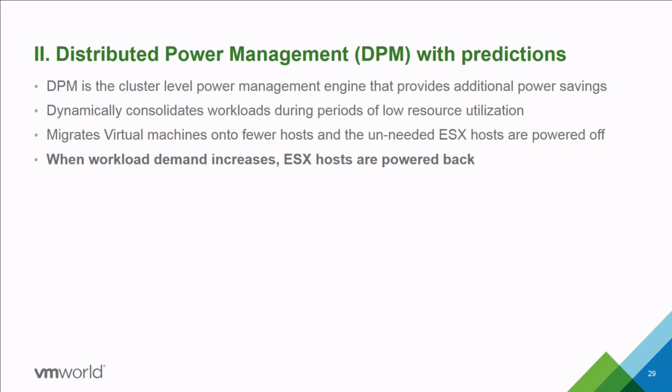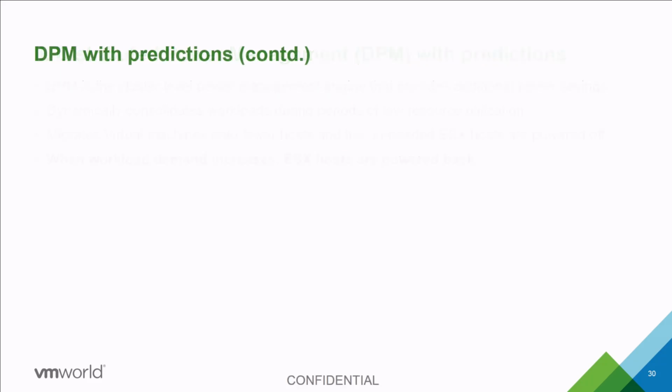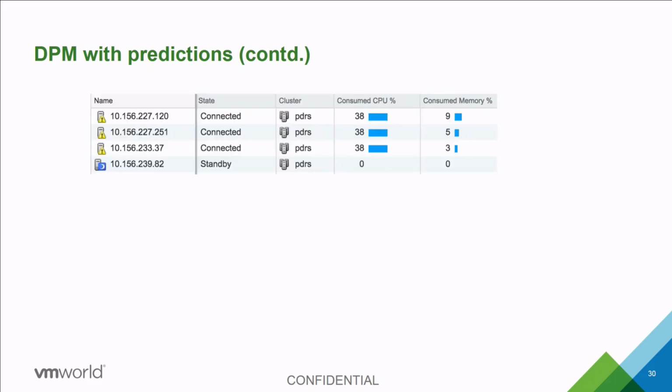But what if DPM can take advantage of these predictions, and power on the host proactively even before the workload demand increases? And that's what DPM will do. So let me illustrate this with a simple example again. I have 4 similar hosts, and all my applications can run safely on 3 hosts. So DPM has put one of the hosts into standby mode. You can see all the hosts are around 40% utilized.